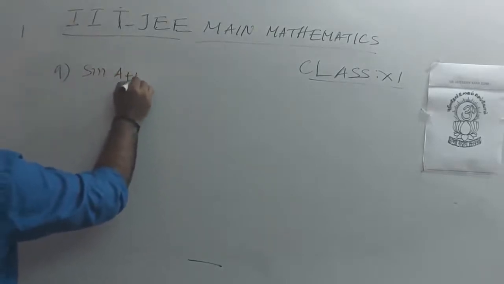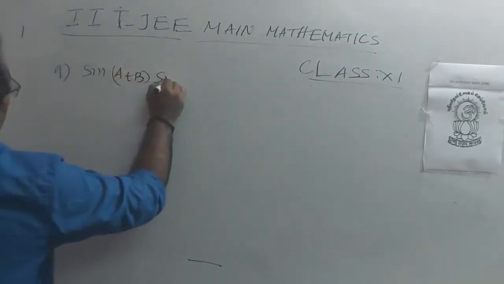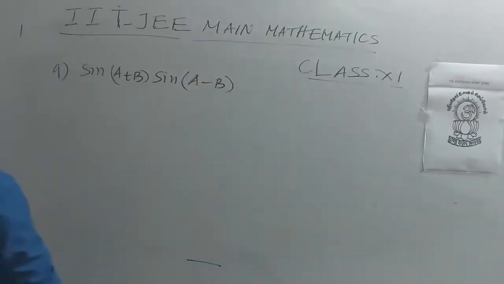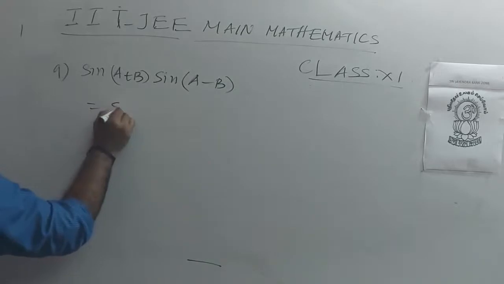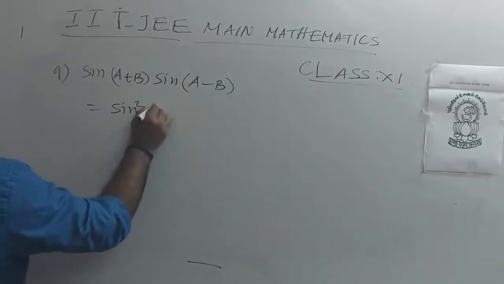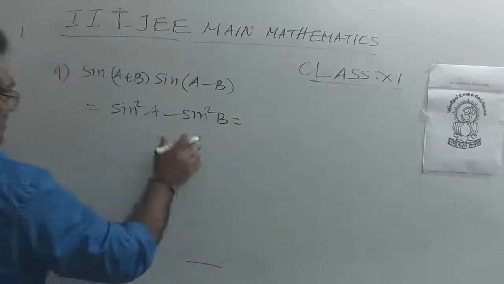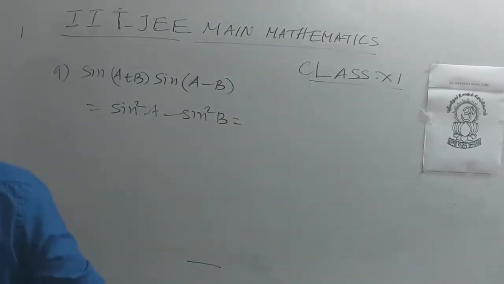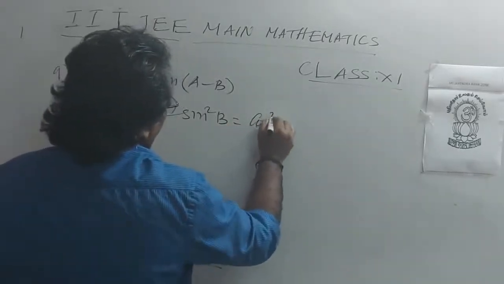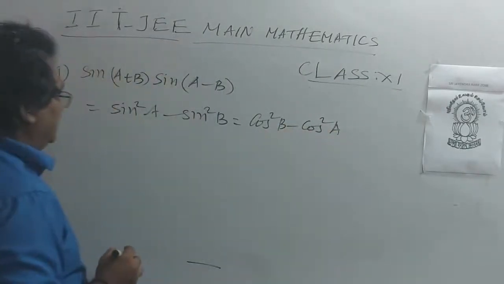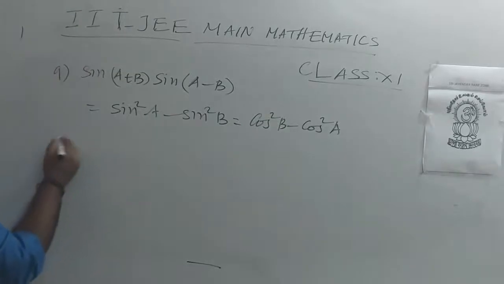Sin A plus B into sin A minus B, which is equal to sin squared A minus sin squared B, which is also equal to cos squared B minus cos squared A. This should be remembered. This can be proved easily.